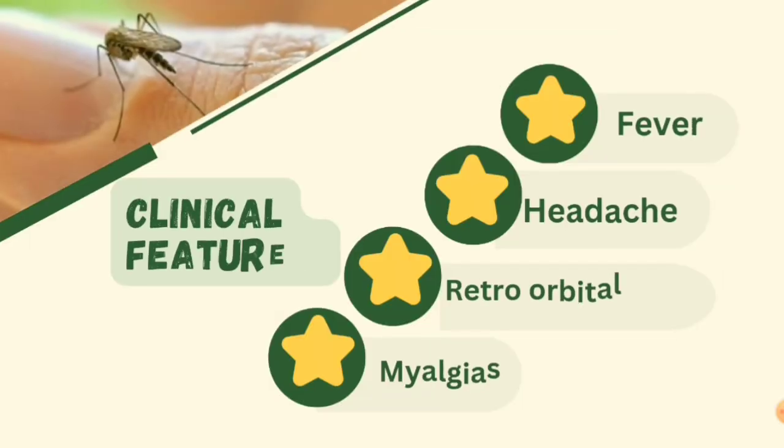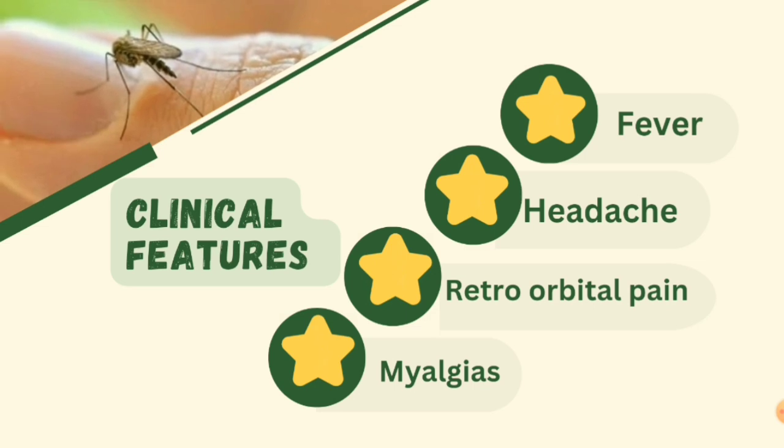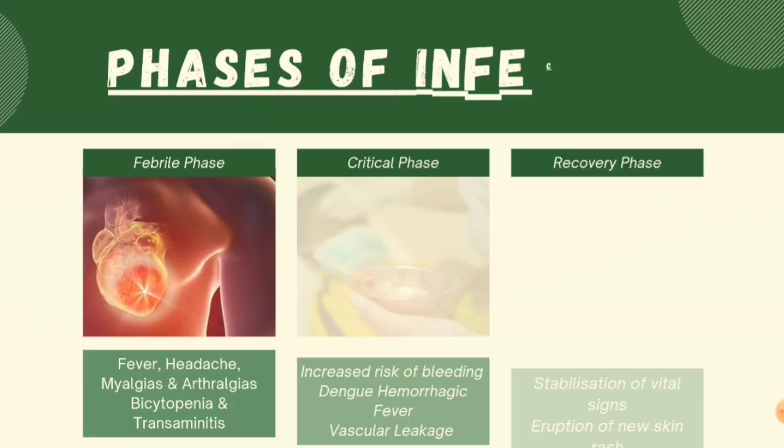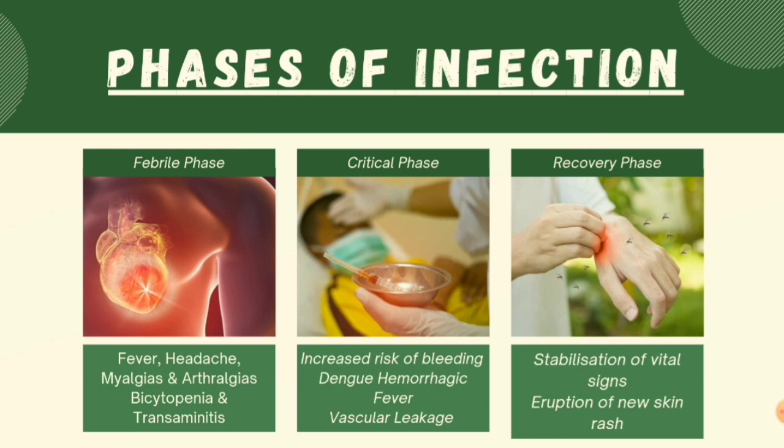Now let's talk about the clinical features of dengue fever. It has variable clinical presentation. The symptoms vary from asymptomatic to life-threatening, and they can include fever, headache, retroorbital pain, myalgias, and arthralgias. The incubation period ranges from 3 to 14 days. There are three phases of infection: febrile phase, critical phase, and recovery phase. And it is not necessary that every patient lands up in the critical phase.